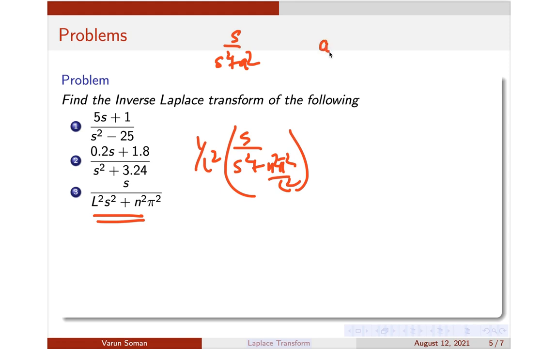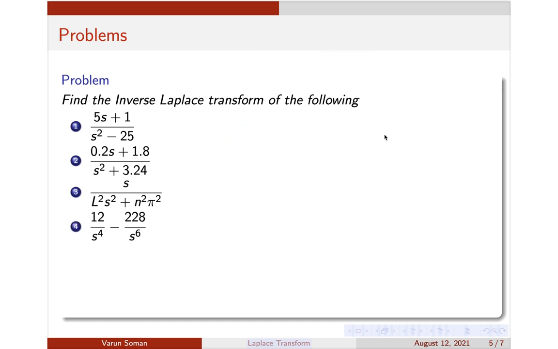Only thing is that your n is actually n pi by L. So you will get the answer as 1 by L square cos n pi by L t. You have seen these type of things in the Fourier series. Okay, and moving forward, this question you can do it in a second. What is it? It's nothing but 12 into t cube by 3 factorial minus 228 into t raised to 5 by 5 factorial. You are using the property of 1 by s raised to n.